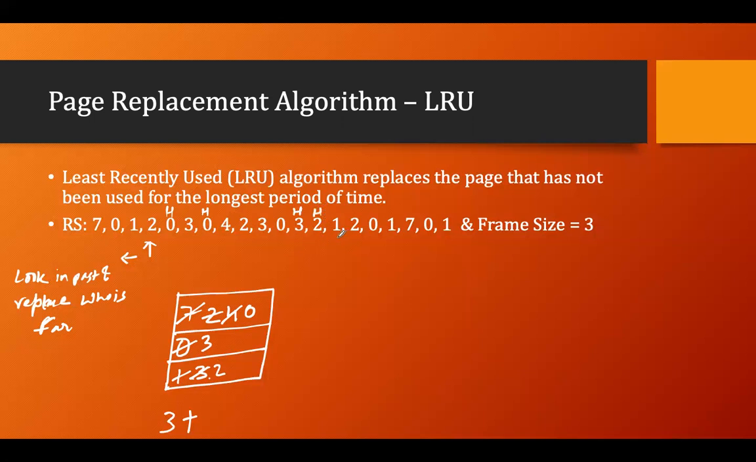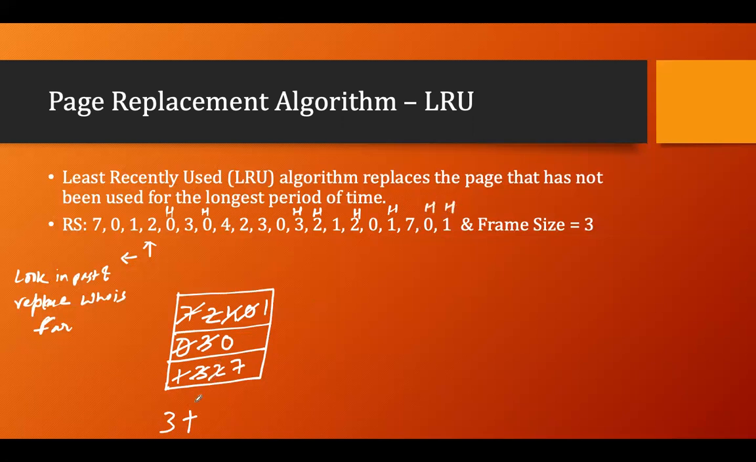Then 1 is not there, right? So 2 is there, 3 is there, 0 is very far, so we'll replace 0 with 1. Then 2 is there, a hit. 0, 0 is not there, 2 is used, 1 is used, 3 is very far, we'll replace it with 0. Then 1, 0 is there, 2 is there, 1 is also there, a hit. 7, 7 is not there, 1 and 0 are used, so we have to replace 2 with 7. Then 0 and 1, there is a hit and a hit.